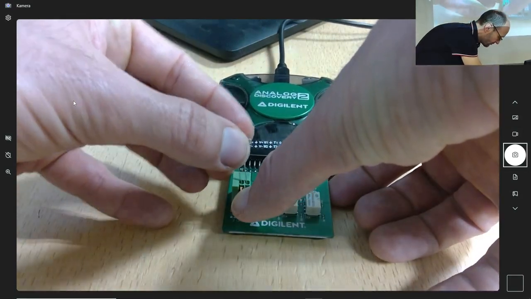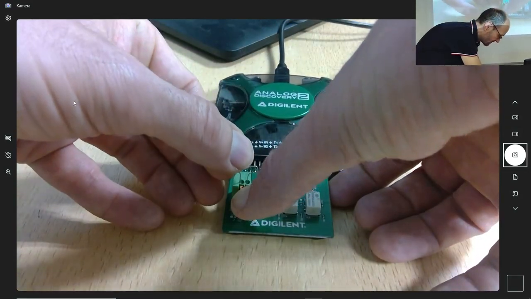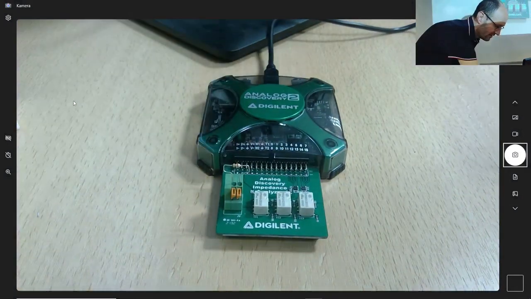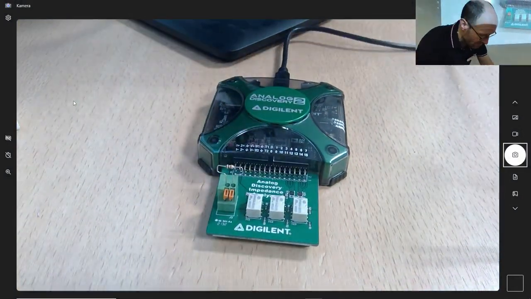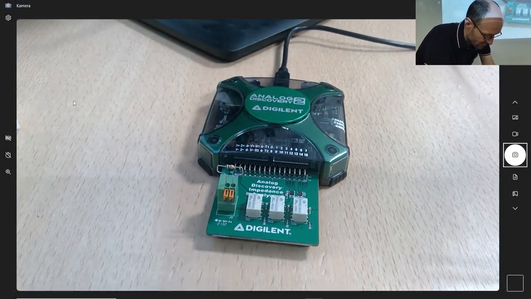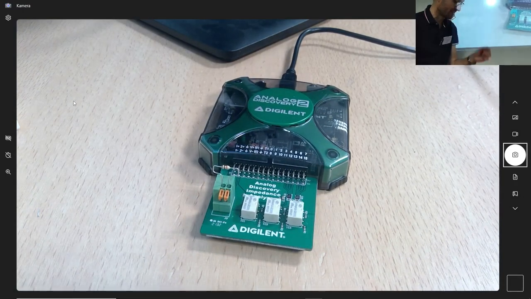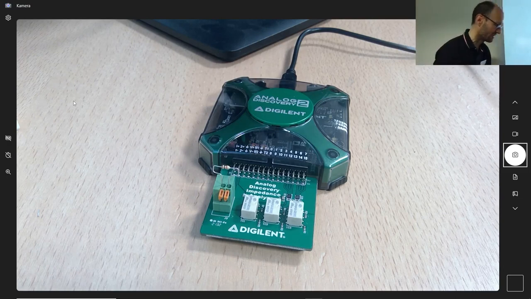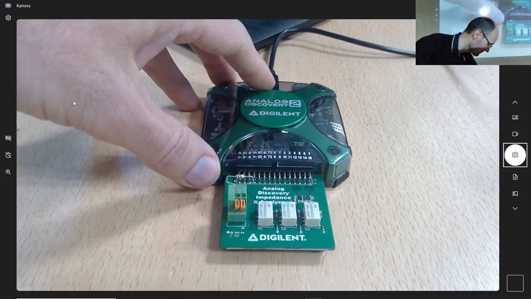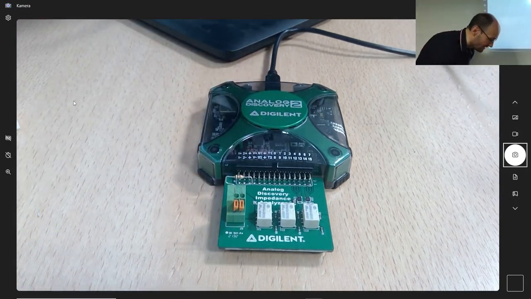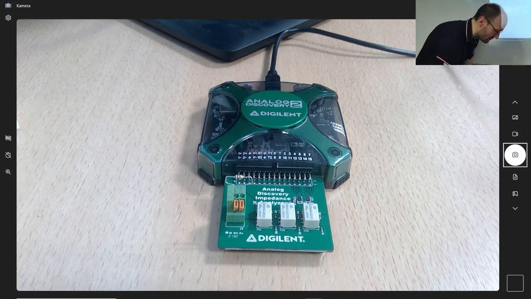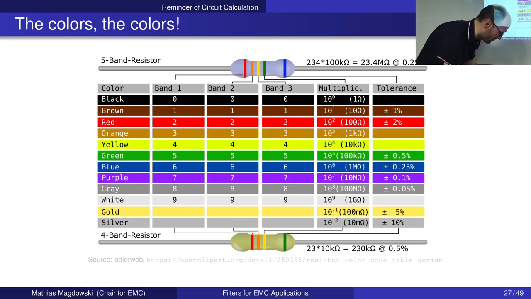So let's connect it. And then I need to find the proper USB cable and connect the USB cable to my computer. And this was just the mouse being disconnected, and this is the instrument being connected. And then I need to find the proper software on my computer.